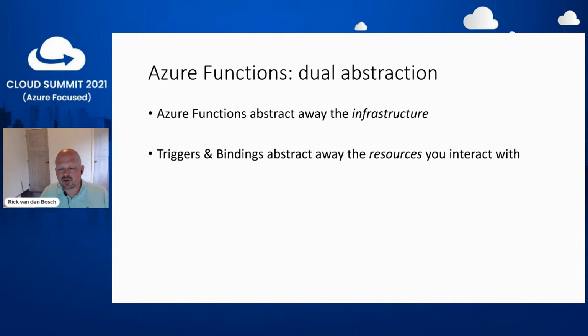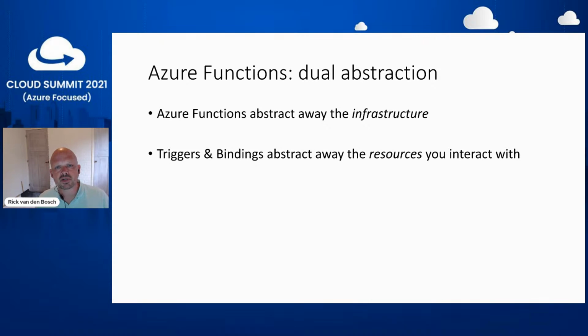That means you no longer have to think about everything you need to do when you want to read a table in storage, for instance. You can just say, hey, I'm going to configure this parameter to be bound to that type of resource that I want to use, and let's just go. Now, that's actually the power of Azure Functions, right?